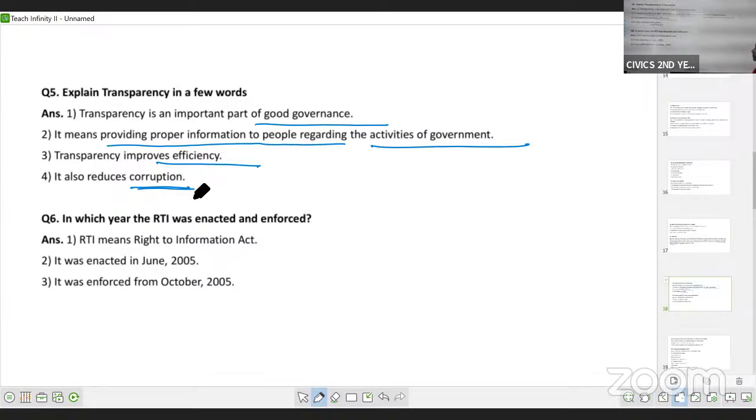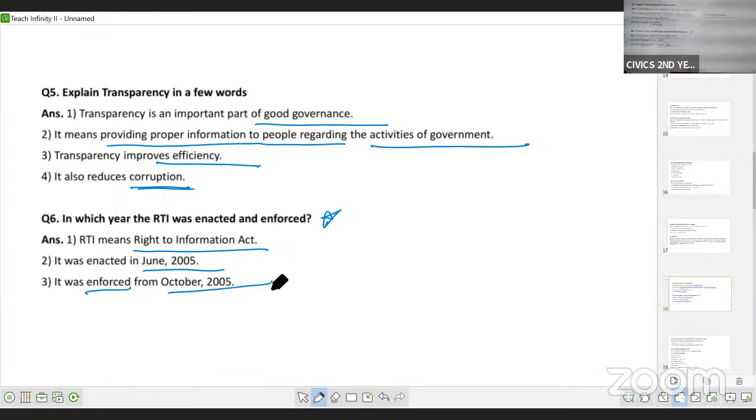Okay. Your next question, again an important one, repeatedly asked. In which year was RTI enacted? What is RTI? RTI means Right to Information Act. When was it enacted and enforced? It was enacted in June 2005. Okay, this act was passed in June 2005 and it was enforced in October 2005. Enforced means it came into force from October 2005. Okay. Simple question. 2 marks.